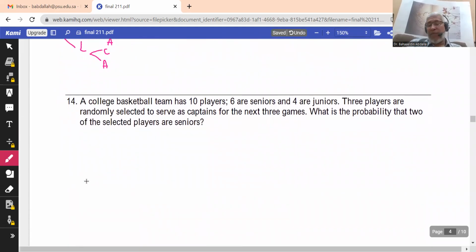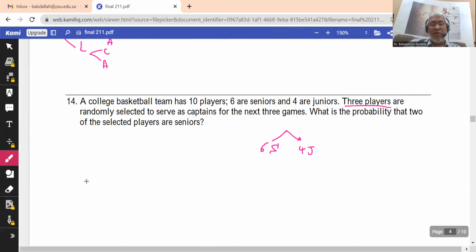A college basketball team has 10 players. Okay, of those 10 players, 6 of them are seniors and 4 are juniors. So we have 6 seniors and 4 juniors. 3 players are randomly selected to serve as captain for the next 3 games. So we are selecting 3 players from those 10 players. What is the probability that 2 of the selected players are seniors?